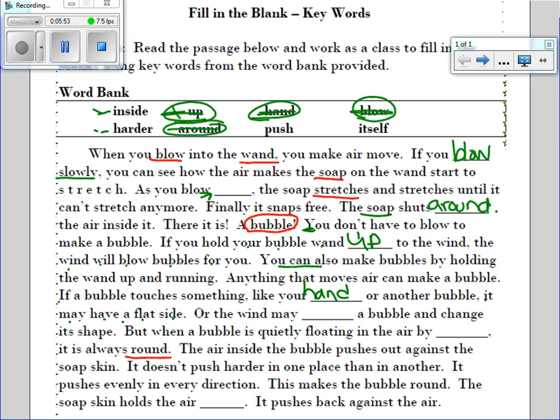Or the wind may a bubble and change its shape. So I think that the wind, because it was saying if the wind is moving, the wind may push the bubble because the wind is kind of like a force that pushes on the bubble. But when a bubble is quietly floating in the air by itself, I think. See, now I've eliminated all my other choices, and I have 2 choices left and 2 blanks.